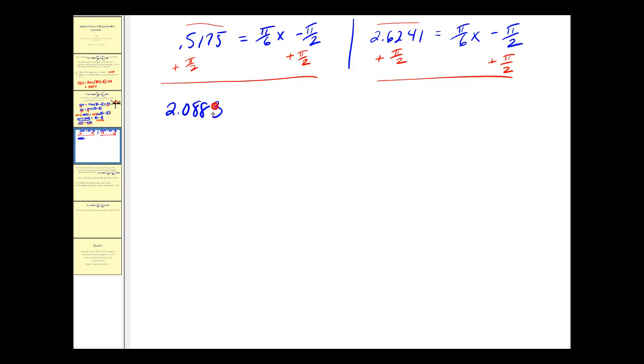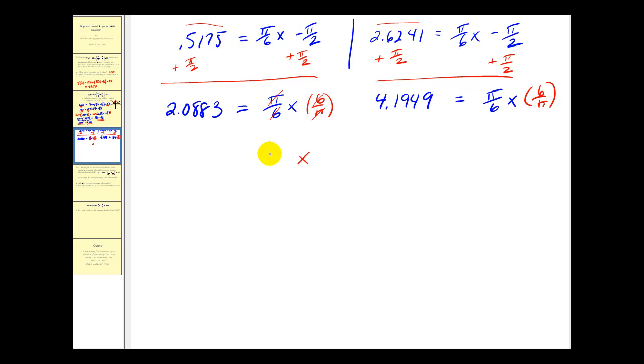2.0883 equals pi over 6x. And on this side, we're going to have 4.1949 equals pi over 6x. Now we'll multiply by the reciprocal, or multiply by 6 over pi. So this simplifies nicely, and we're left with x is approximately equal to 3.9884. And over here, we'll have x is approximately 8.0117. So this is very close to 4, which would be April.